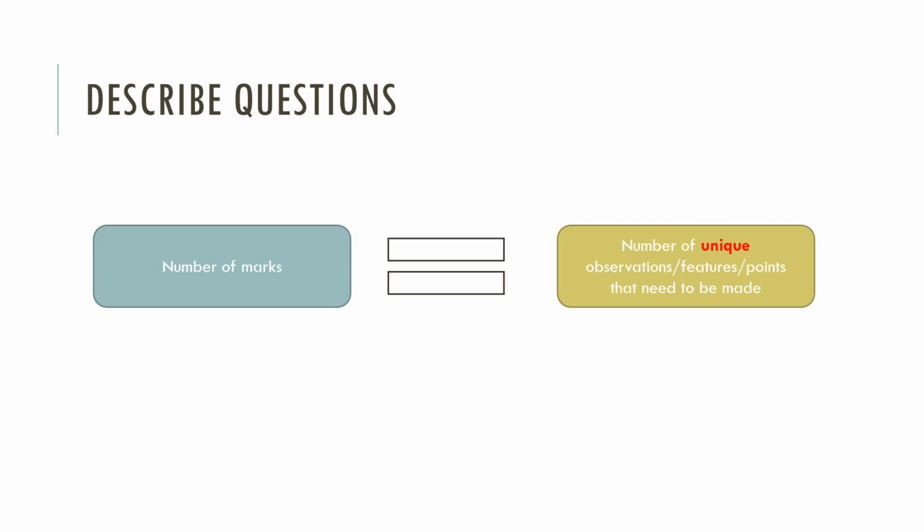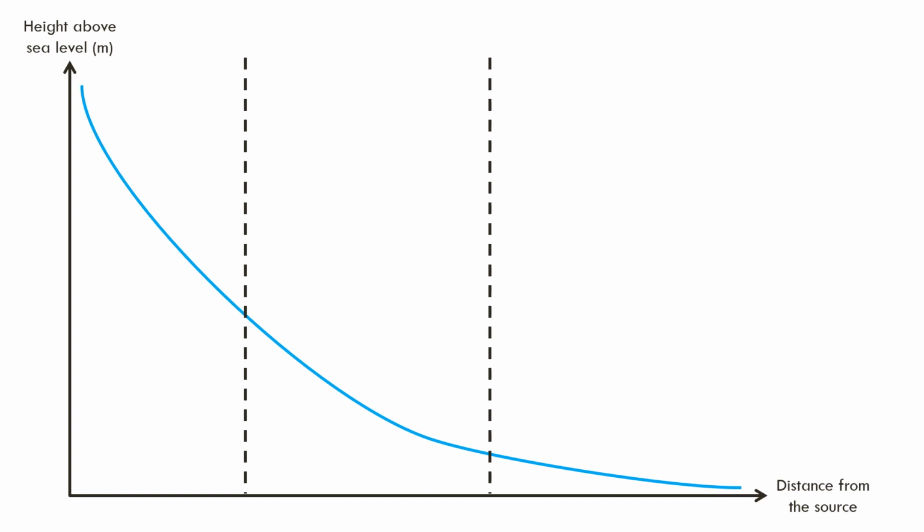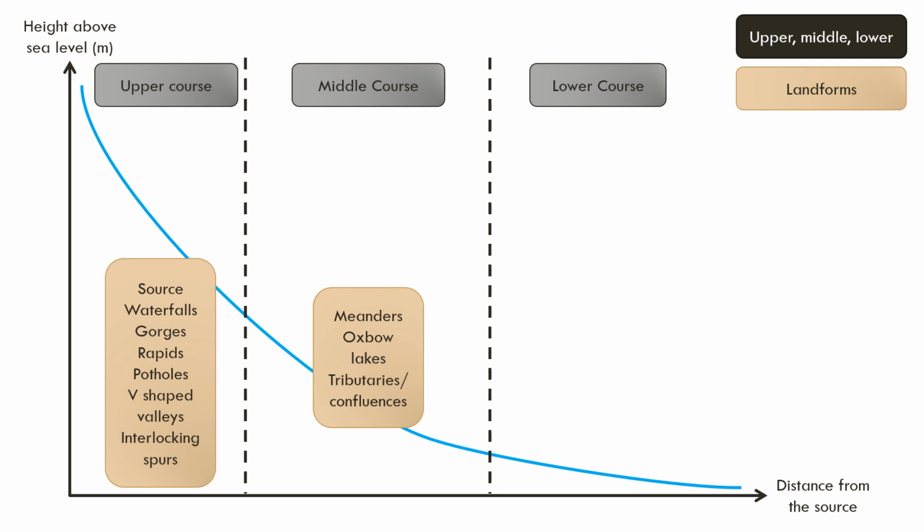So rivers, when looking at these photographs, really require you to take a look at the long profile and have a memory of that. So you remember that the long profile we can divide up into the upper, middle and lower course. We've got the landforms that we can find at the various points along the river. And then we have to work out the characteristic of that river at a particular point.